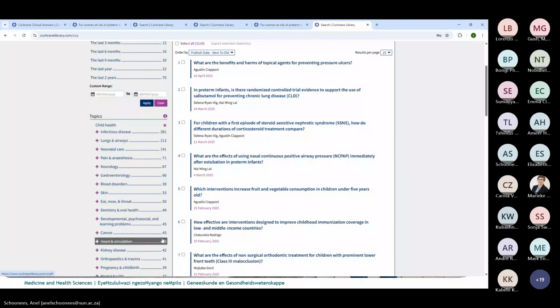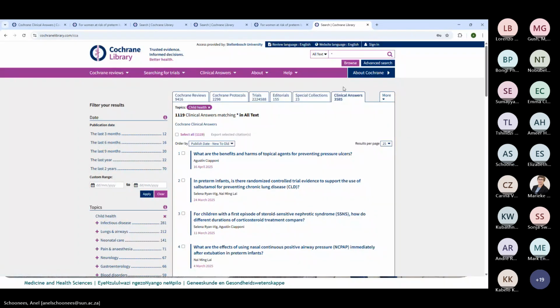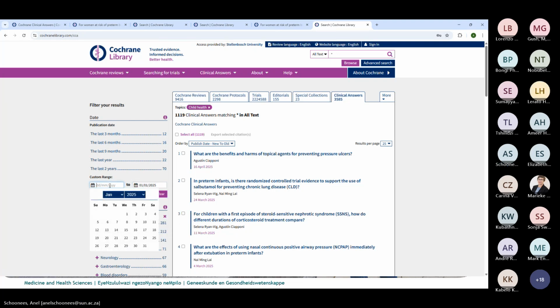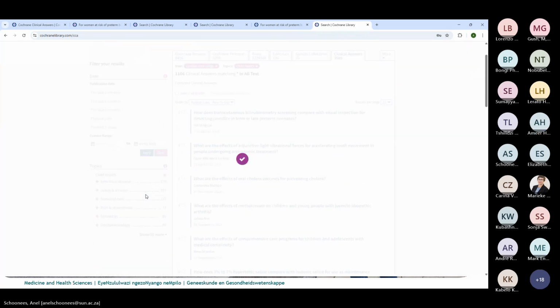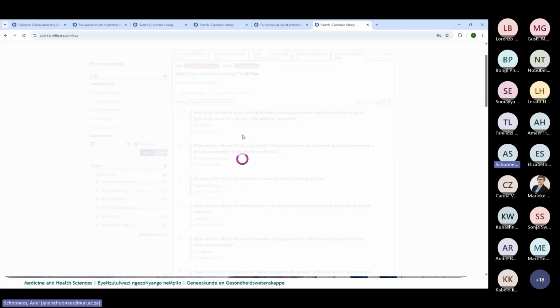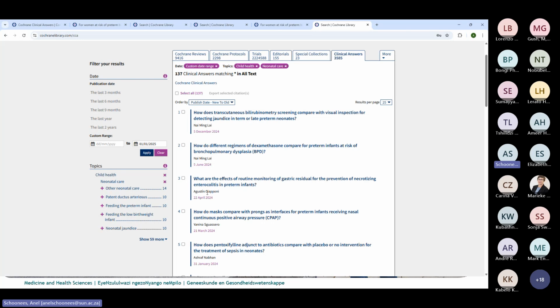I'm wondering if we can always just choose this. Let's see if that will work. Now we have 106 clinical answers here. We now choose neonatal care. Shows the 137 here.